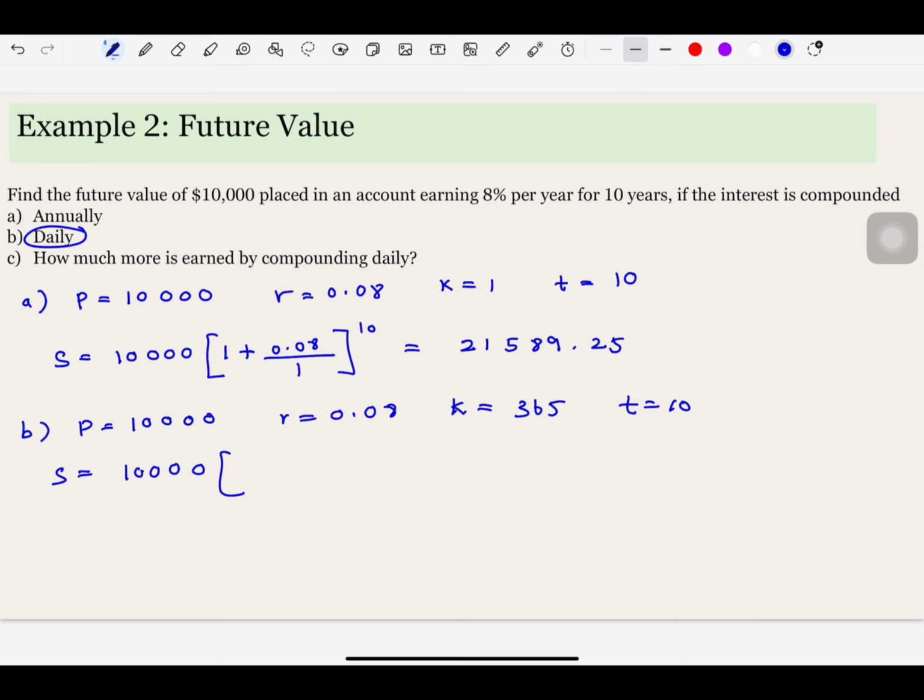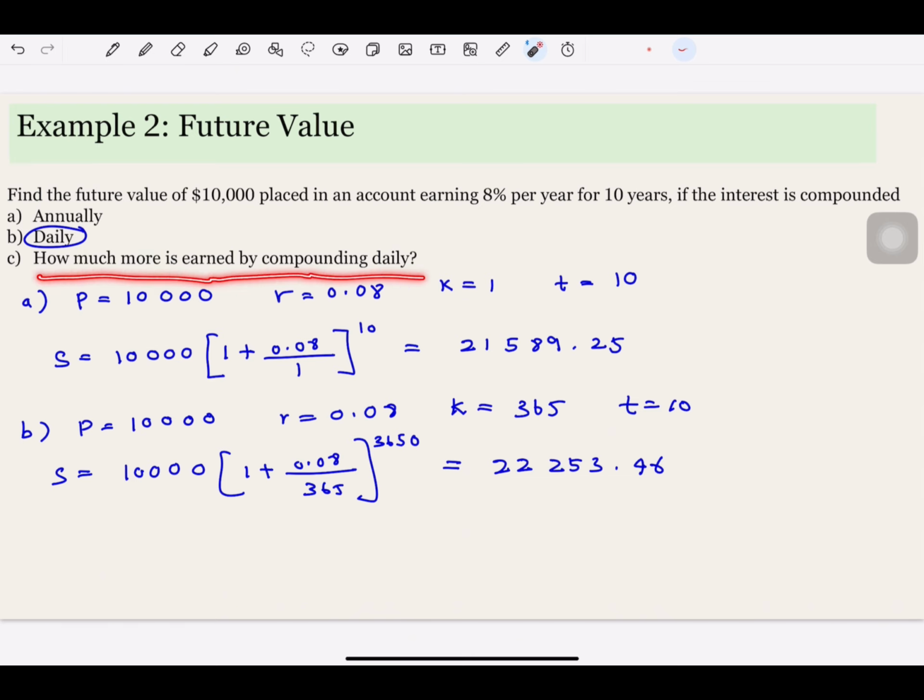So now you have to put these values into your formula. P is 10,000, 1 plus 0.08 over 365. And if you multiply K by T, you get 365 times 10, which is 3650 over here. If you use your calculator to evaluate this value, it becomes 22,253.46.